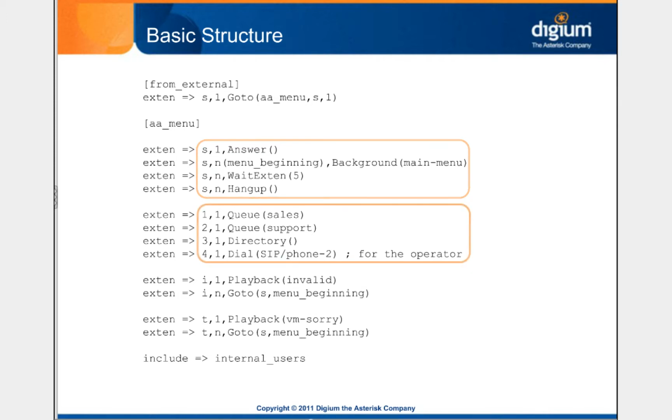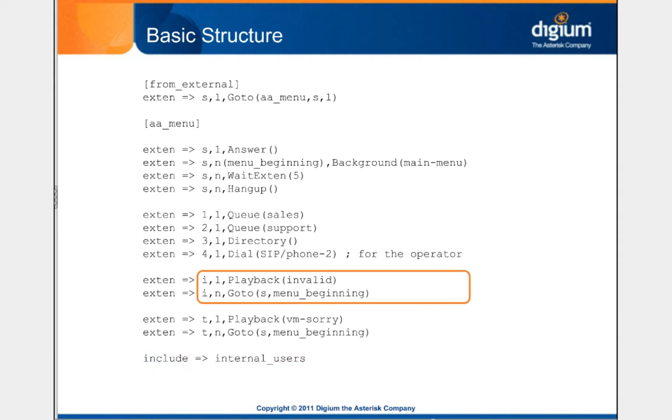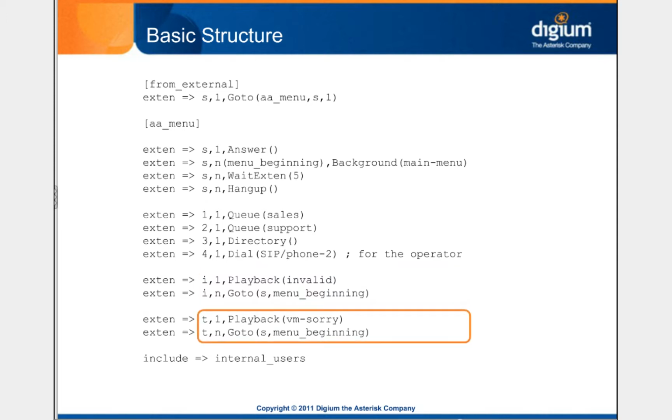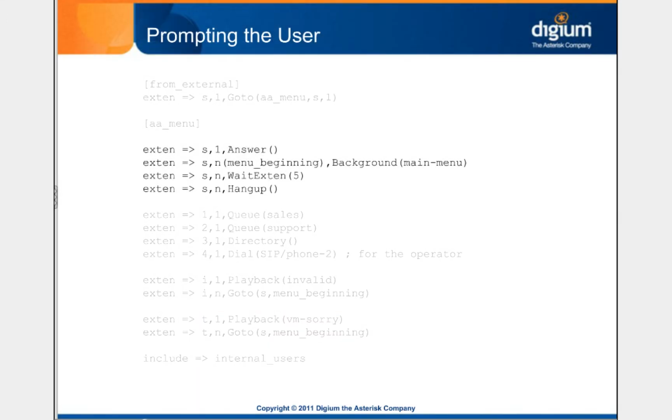The various extensions here represent the valid extensions that a user can enter. These correspond to the options specified in our audio message, such as pressing 1 for sales or 2 for support. We've also included the internal users context, which contains extensions that dial to internal endpoints. This will allow the caller to dial the extension of the person they're trying to reach if they know it. The next extension handles invalid input, that is, input that does not match any of the available menu options. Finally, we also have an extension to handle timeouts, when a user takes too long to enter a number when prompted. Let's take a look at our first step, prompting the caller, in more detail.